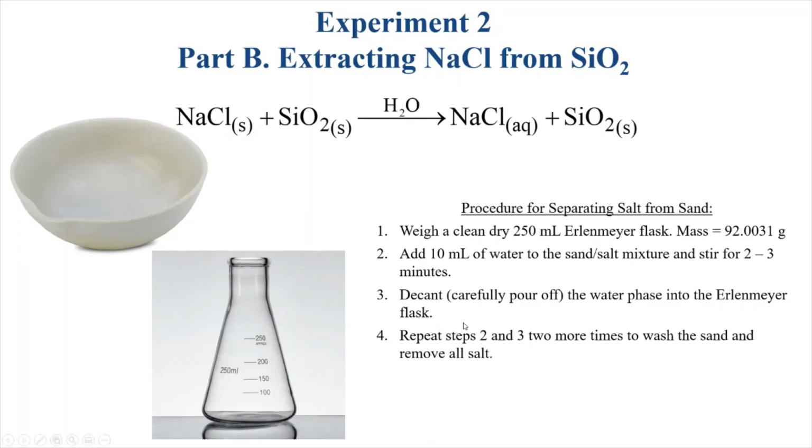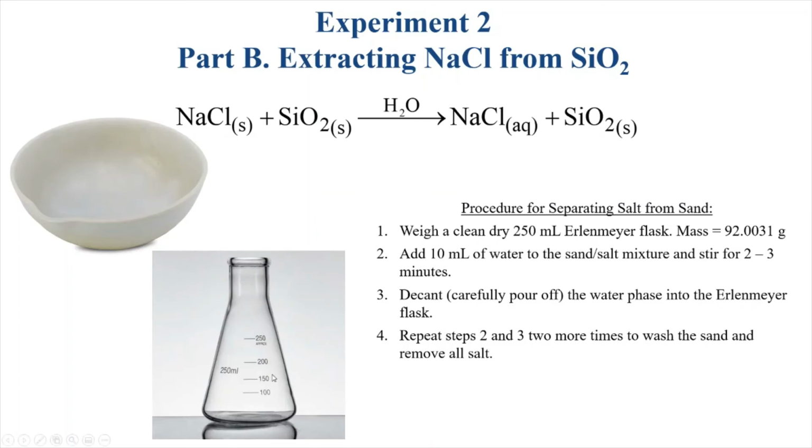And then we're actually going to repeat this adding water, stirring, and decanting step, so steps 2 and 3, 2 more times. What we're doing is adding water and then pouring it off, and then we add some more water, so if there was any salt left behind, it gets dissolved and washed away. And then doing it a third time, we make sure that we get any very, very small residual that was left behind off. This is called washing the sand. We're basically washing the sand and removing all of the salt.